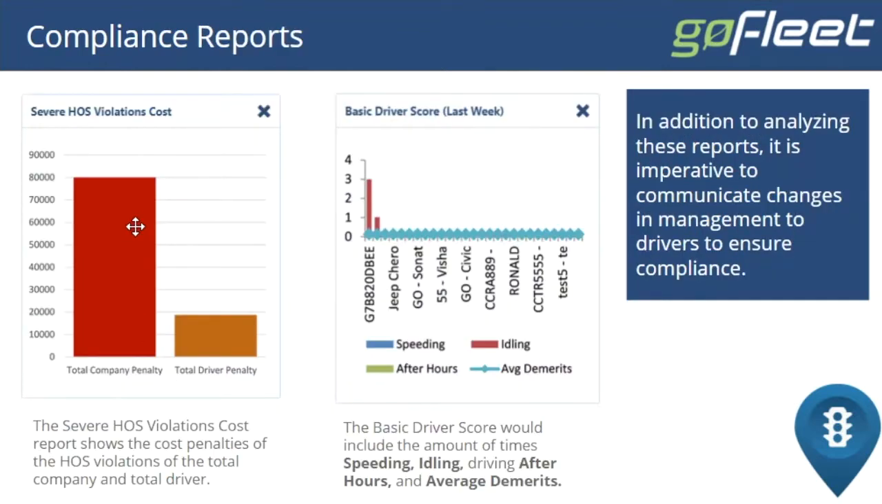The severe HOS violations cost report attributes the penalties against HOS to a cost, so that as a fleet manager, you know the amount of money that is attributed to violations. And there is also a basic driver score that shows speeding incidents, after hours driving, idling, and average demerit points, so that as a fleet manager, you can view the drivers that are being compliant to best driving practices.